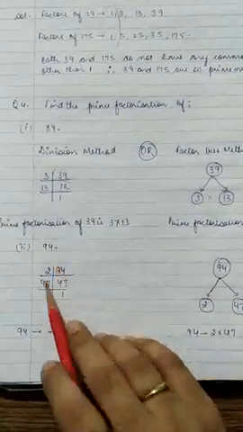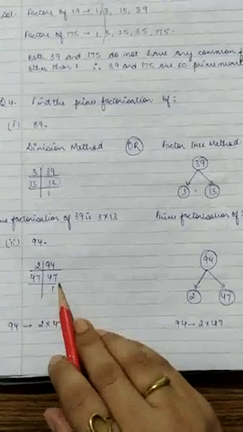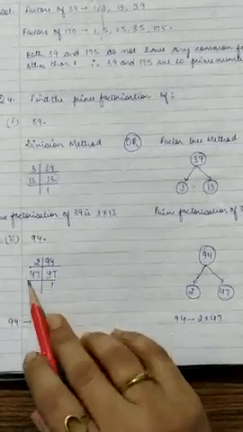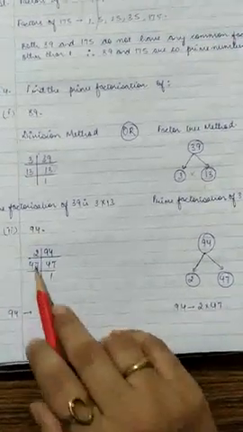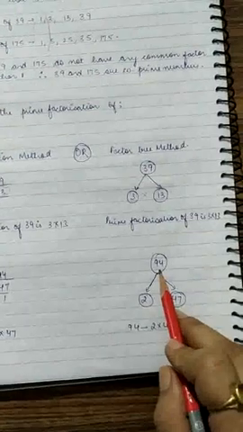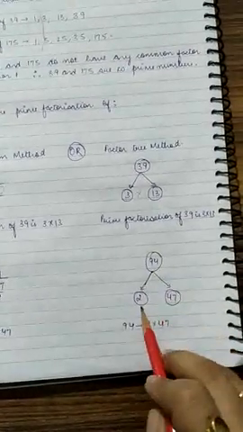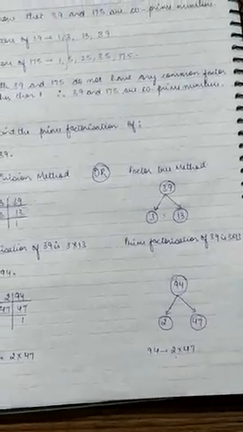Next is 94. So which number is there? 2 divides 94, and we get 47. 47 is a prime number. So 47 ones are 47. So how to write the prime factorization? 2 into 47. Then 94 is there. By factor tree method, 2 into 47. So this is your prime factorization.